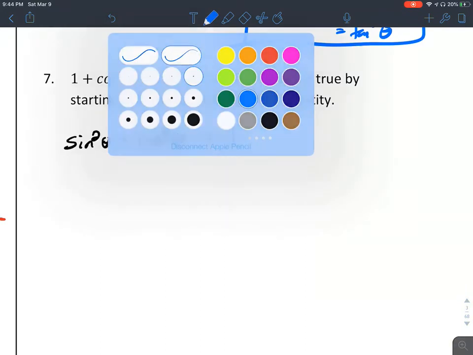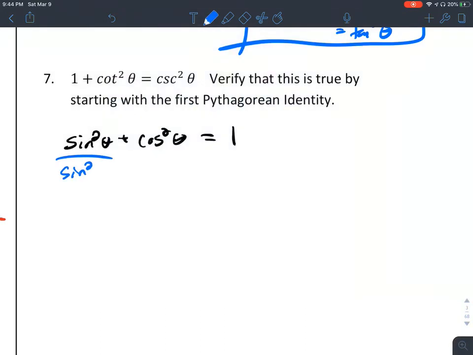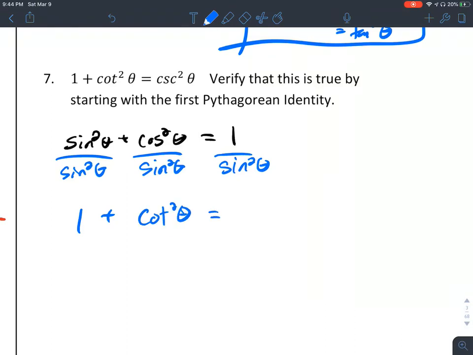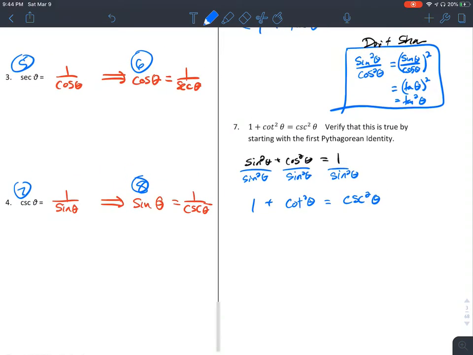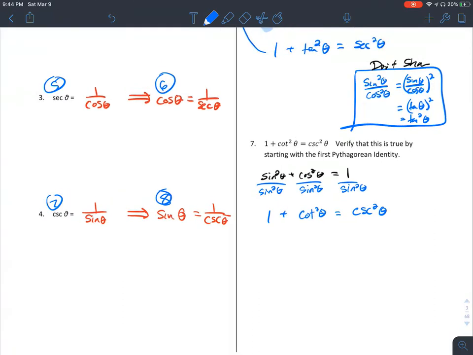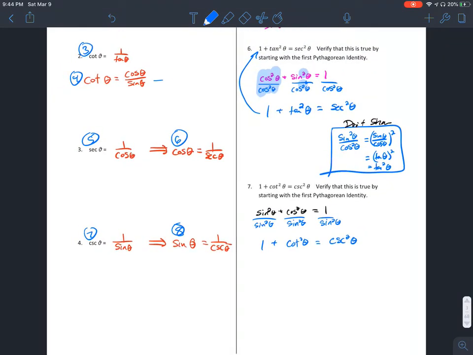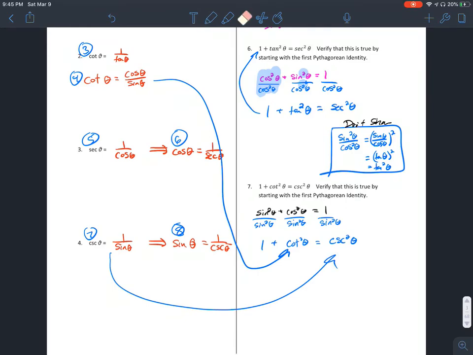Well, what if this time I decide to divide each term by the same thing and I decide to divide by sine squared? The results will not shock you. Something divided by itself in the first term is 1. The next one, cosine divided by sine, is cotangent. And it's being squared, so it's squared. And 1 over sine squared is the same as cosecant squared. We used this identity to get this, and we used this little fella to get that part.